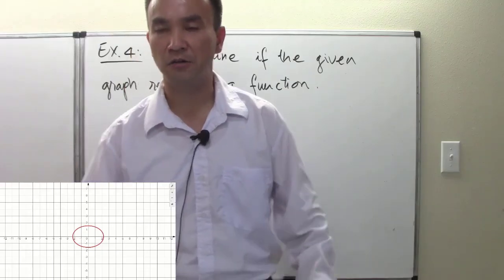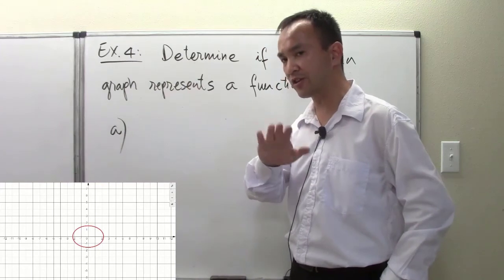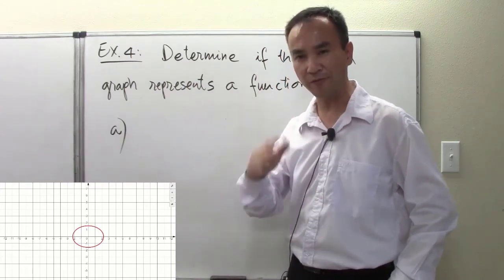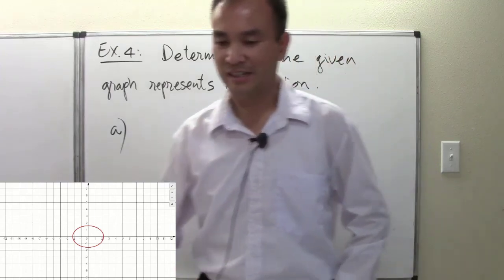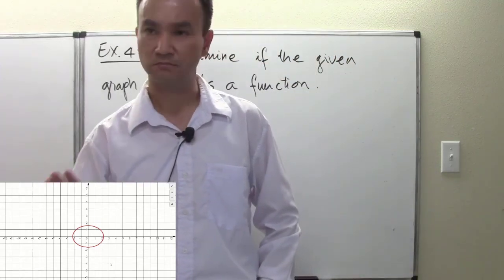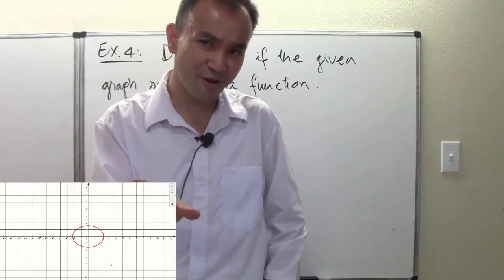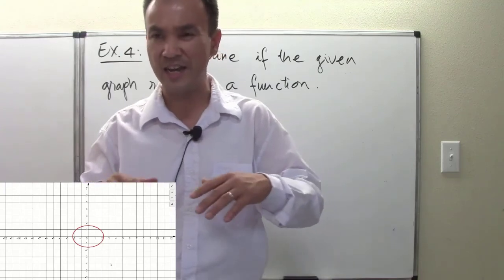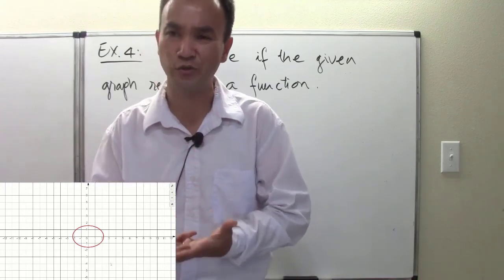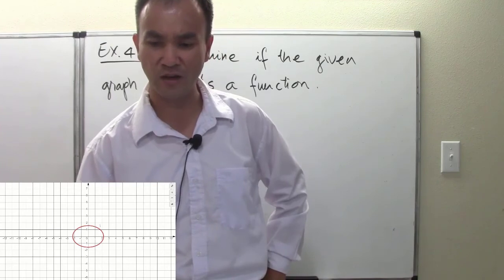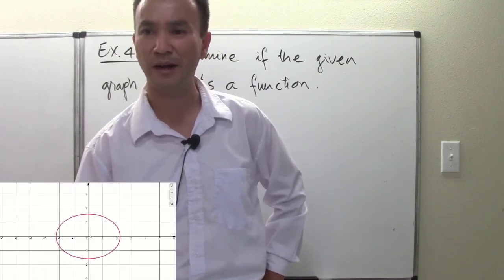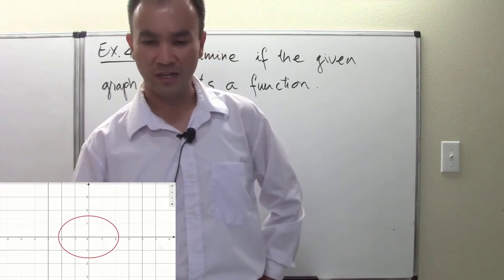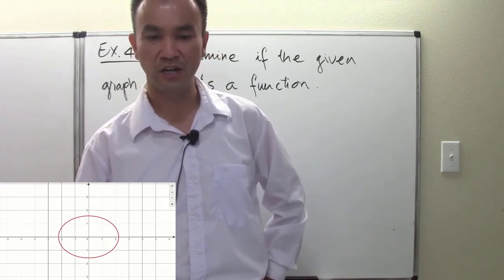Now the whole idea is, in order to determine if this graph represents a function, all we have to do is apply the vertical line test. Once you have this graph, copy it on your paper. You don't have to worry about zooming it in or not; the idea is illustrative enough. But now, I'm going to throw in my vertical line.